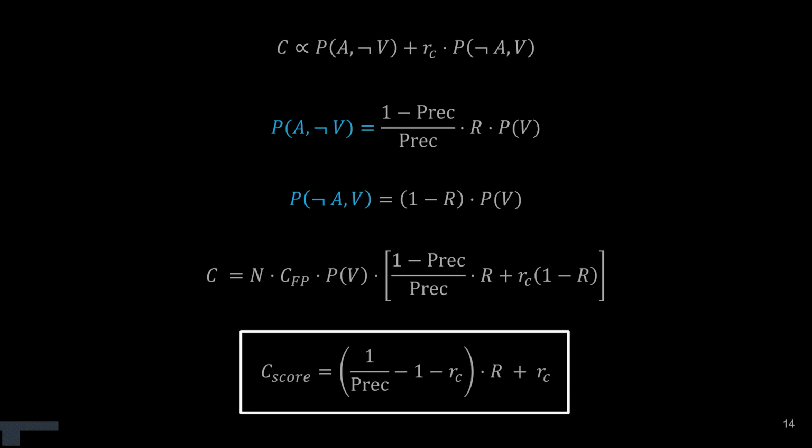And the good thing here is that the base rate also actually factors out, and that is something that will be constant for a particular data set. So that also we can factor out, and this is the final expression that we get for the cost score.